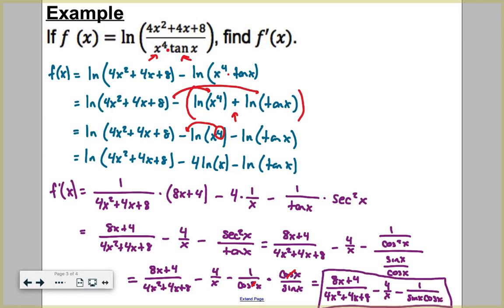So tons of simplification there, a little bit of trig, but not so much calculus because we pulled it apart using our properties of natural logs.